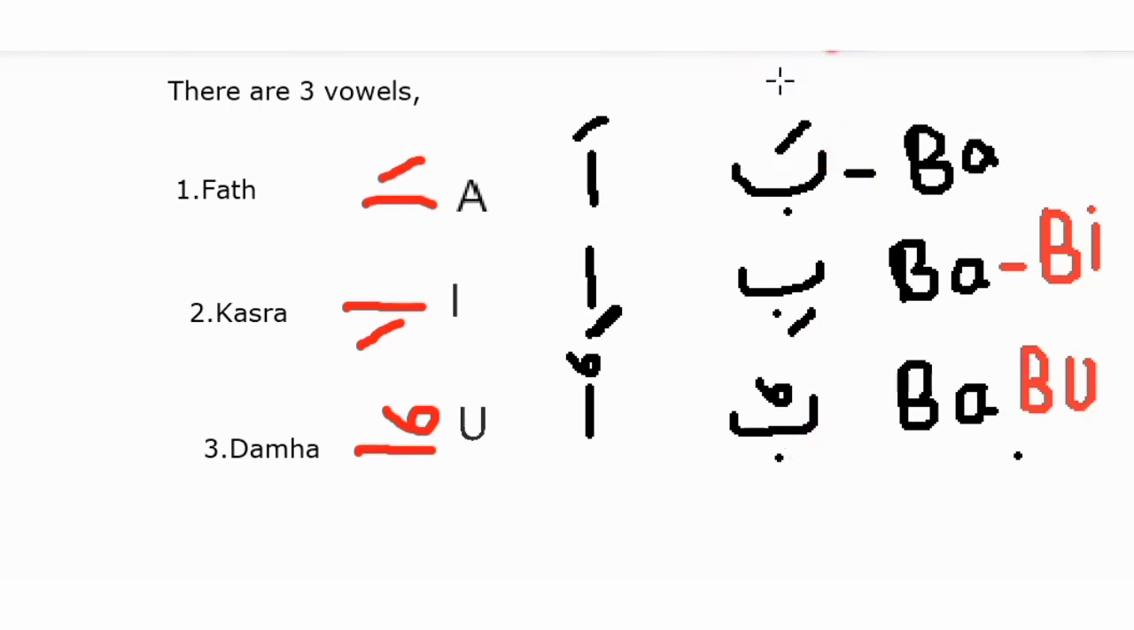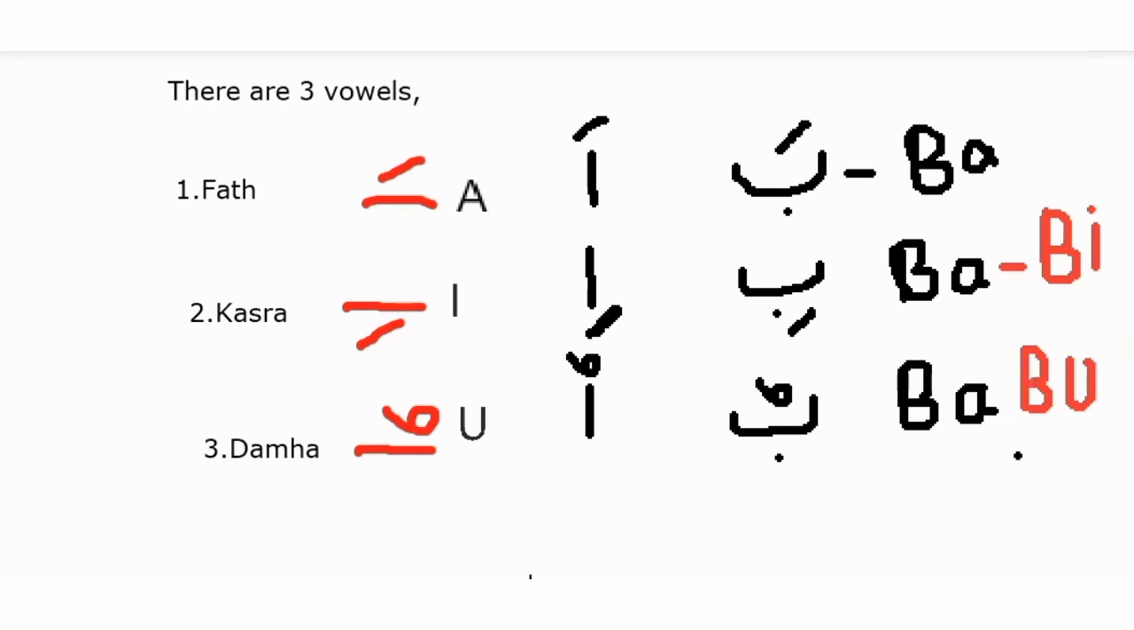Fatha is always above the letter, Kasra is always below the letter, and Damma is always on top of the letter. But Damma has a totally different shape. Fatha and Kasra have the same shape but differ in position: Fatha is always above a letter, and Kasra is always below the letter. Ba, Bi, Bu. Ba, Bi, Bu.